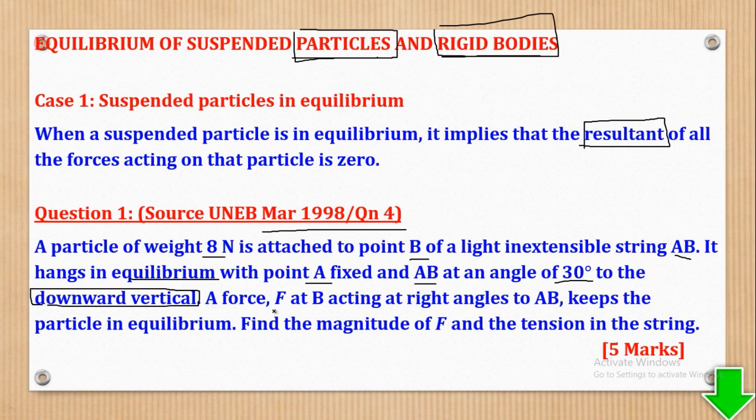A force capital F at B acting at right angles to AB keeps the particle in equilibrium. Now that word, right angles. This is the most important keyword, equilibrium. Then they say, find the magnitude of F and the tension in the string.